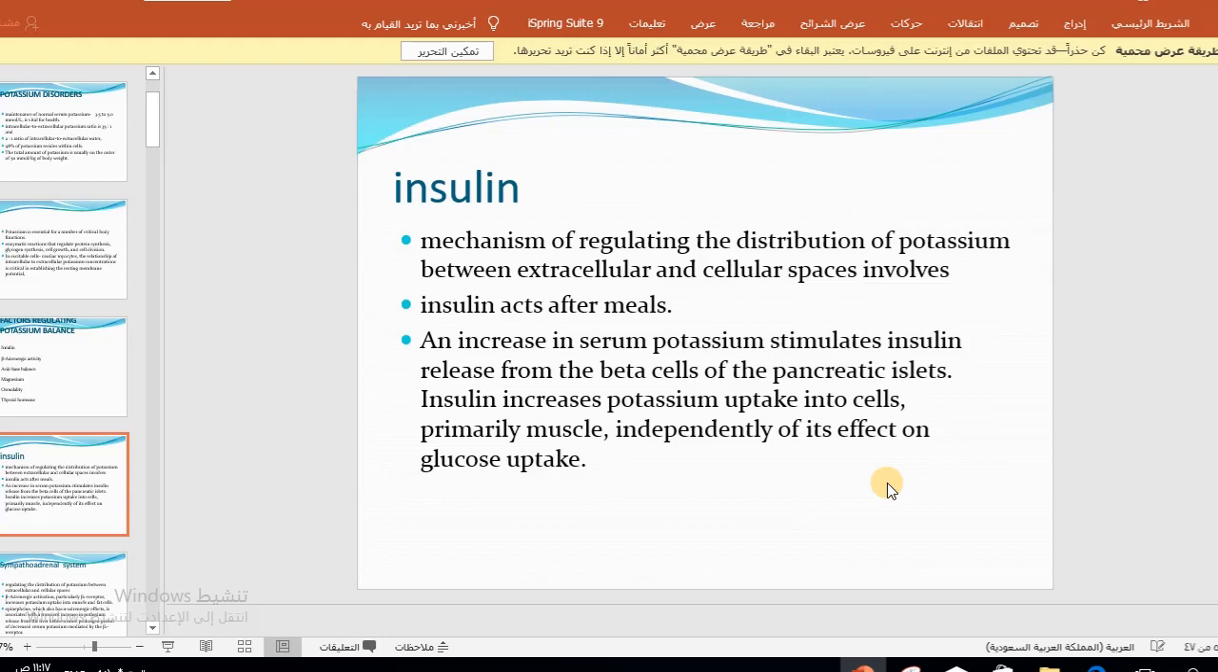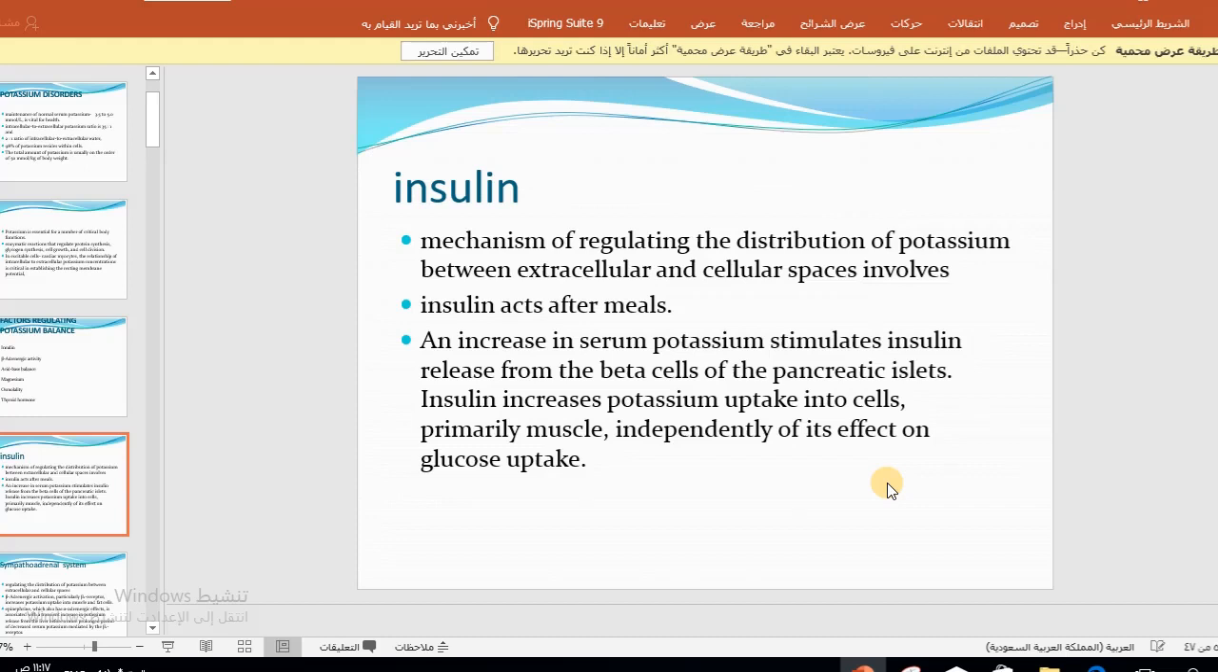It regulates the distribution of potassium between intracellular and extracellular spaces. Insulin acts after a meal, as you know, it's excreted after a meal. An increase in serum potassium stimulates insulin release from beta cells of pancreatic islets, and this is independent from glucose stimulation. So insulin increases potassium uptake. Once excreted, it increases potassium uptake into the cells, primarily muscle cells. And this is again independent of its effect on glucose uptake.